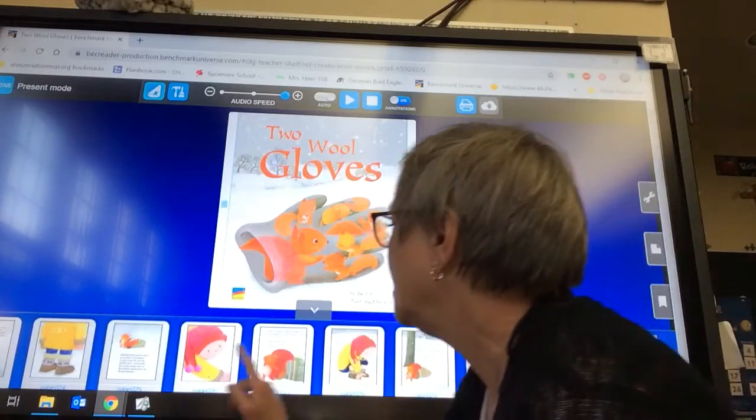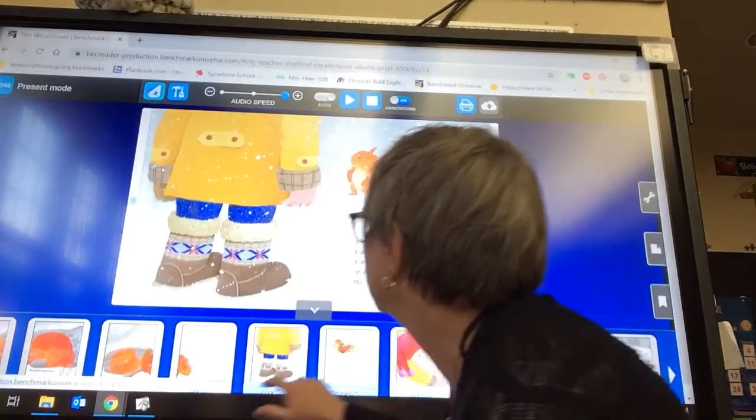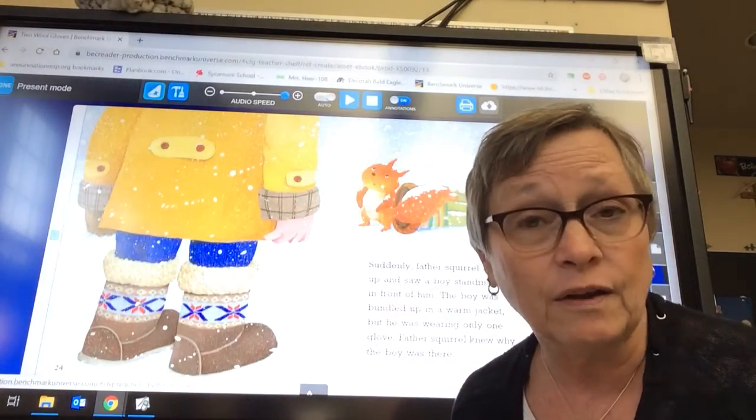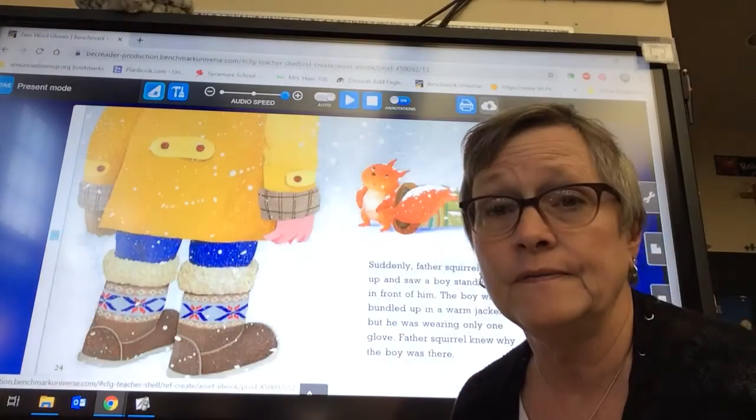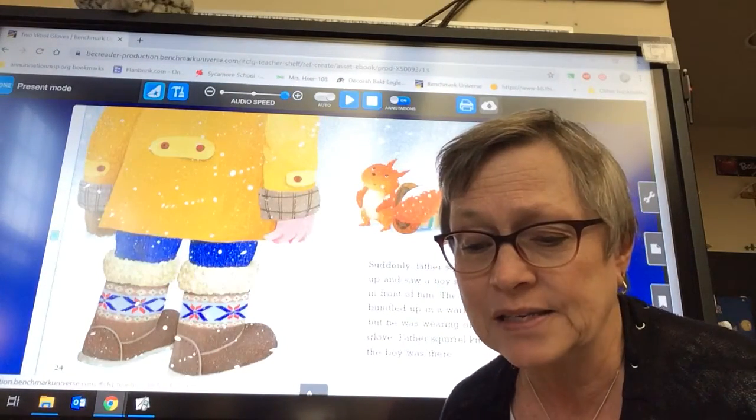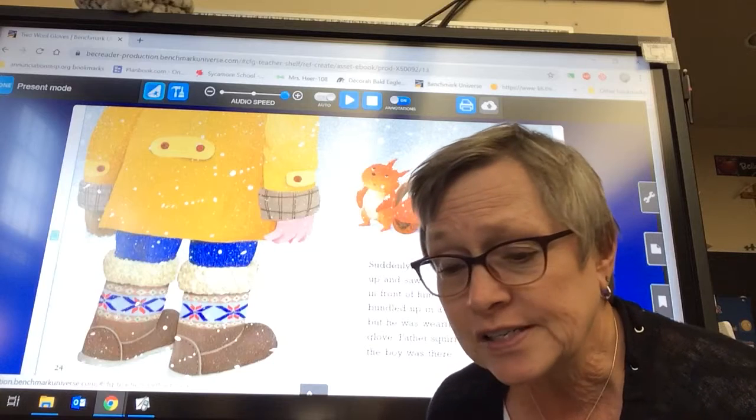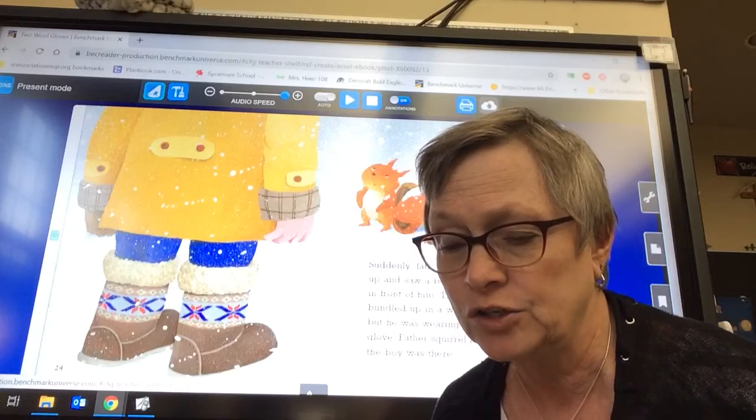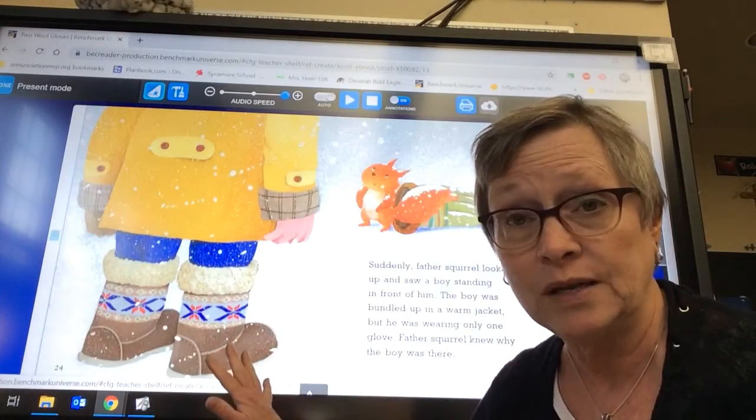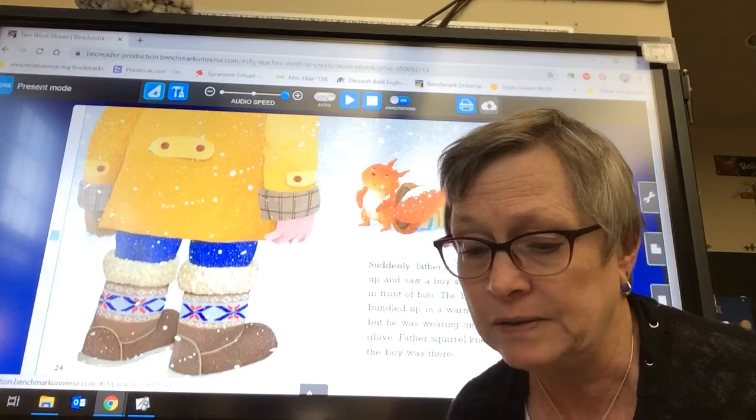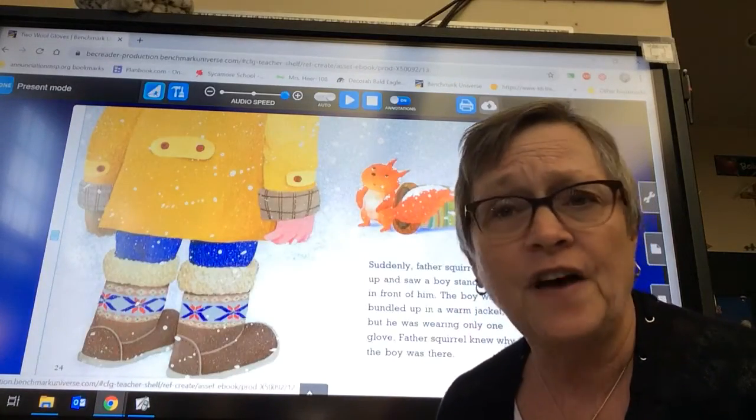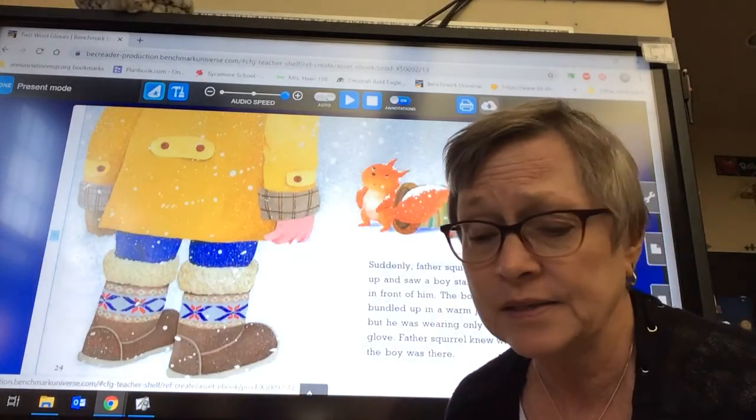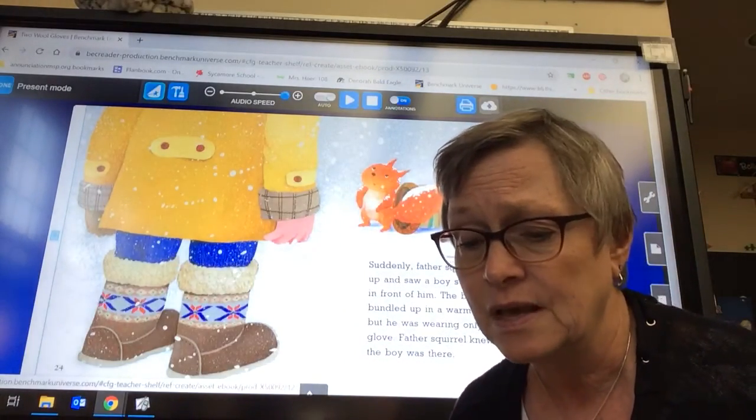Oops, a little far, right there. We've got the boy, he's one character, and we have Father Squirrel, he's the other character. First, I will describe the boy and the squirrel and see that both characters are out in a snowstorm. That's similar. Father Squirrel looks very small compared to the boy. Those are differences.